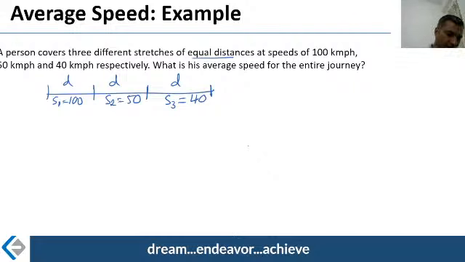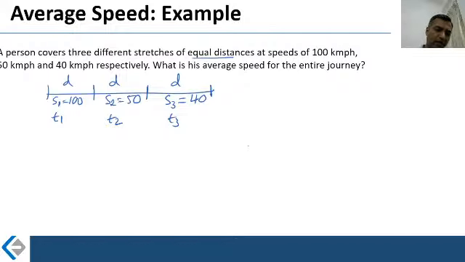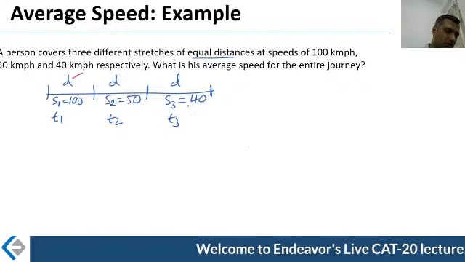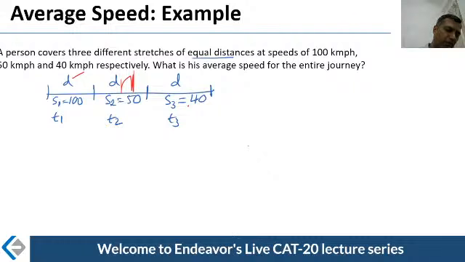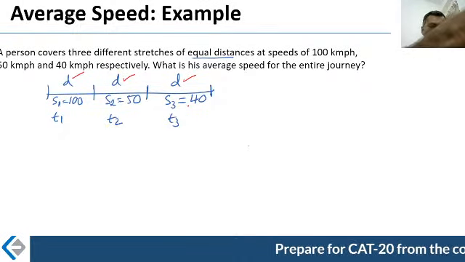Therefore, what do I need to find out? I need to find out T1, T2, and T3. You may wonder, how can I find it? You can find it because the distances are constant. The distance is the same, therefore you can find it. If the distance was not the same, then the author would have given that particular distance. Because the distances are the same, you are in a position to find that out.